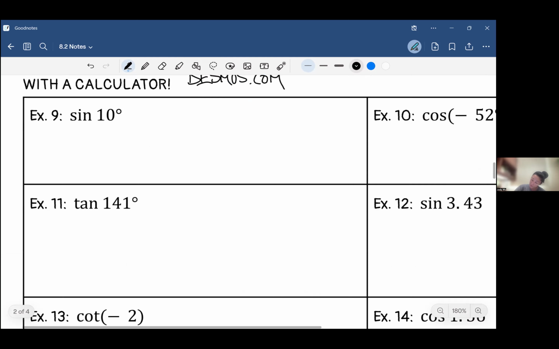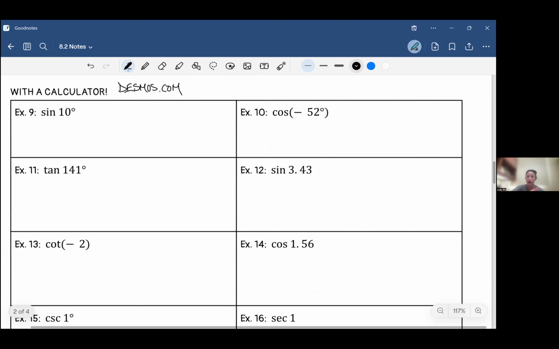Okay. So let's go through and I'm going to write all the ones that are in degrees first, and we're going to do those. Make sure our calculator's in degrees. Then we're going to change our calculator to radians, and then we're going to go through and do the ones in radians. Okay.